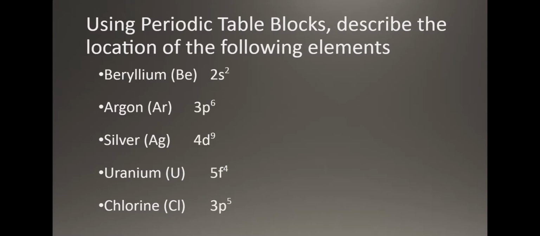Okay, so let's go through the answers. Beryllium is 2s2, argon is 3p6, silver is 4d10. Remember to subtract 1 from that period number. Uranium is 5f4, so remember to subtract 2 because it's in the F block. And then chlorine is 3p5.